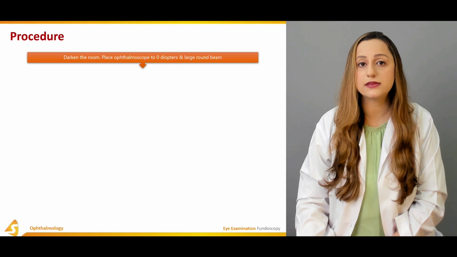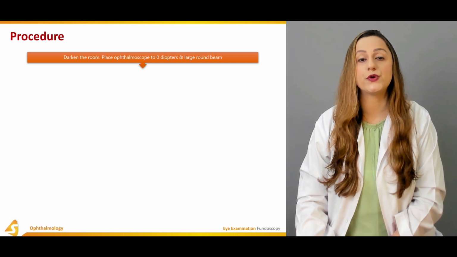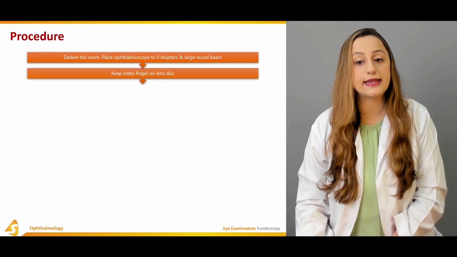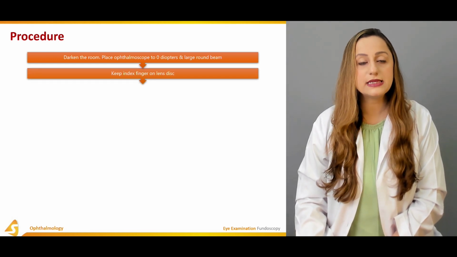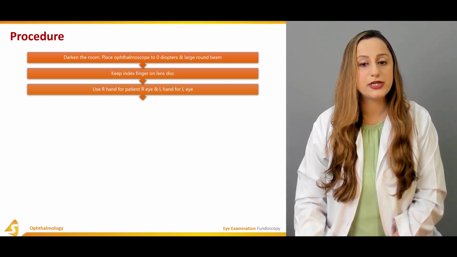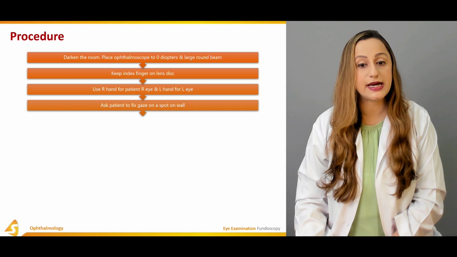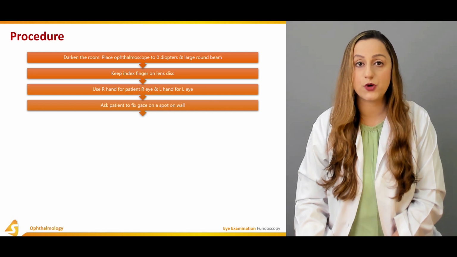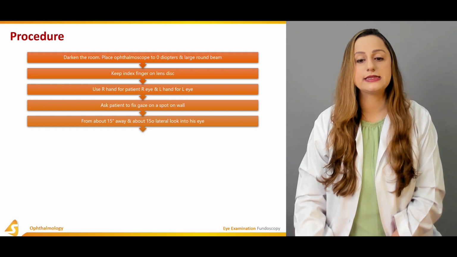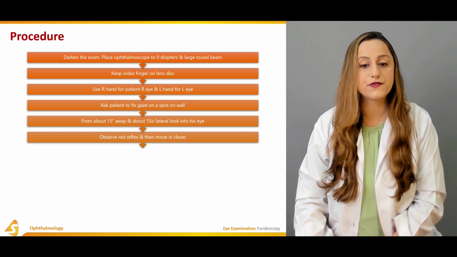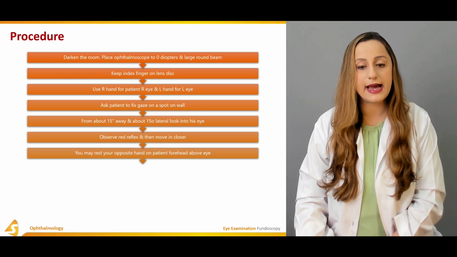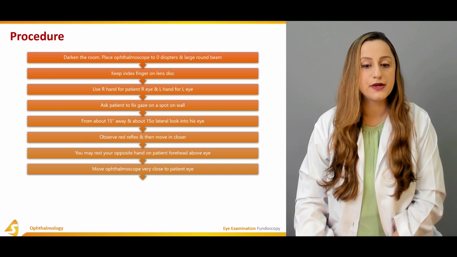If we have a look at the procedure that is carried out, first of all, you have to darken the room, and place the ophthalmoscope to 0 diopters and large round beam. Keep the index finger on the lens disc. Use the right hand for the patient's right eye and left hand for the left eye. Ask the patient to fix the gaze on a spot on the wall. From about 15 inches away or about 15 degrees lateral, look into his eye, observe the red reflex and then move in closer. You may rest your opposite hand on the patient's forehead above your eye.